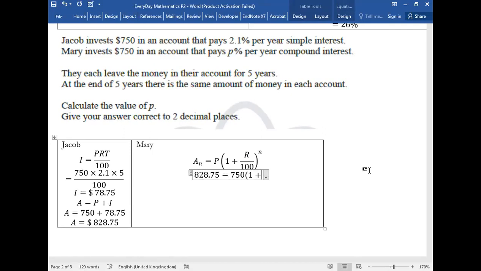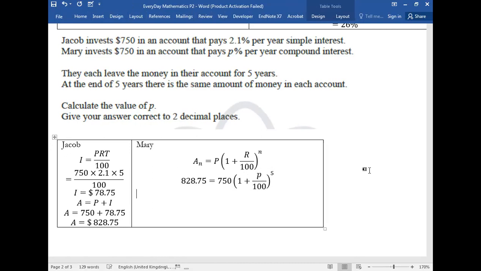What is the principal? 750. What is the rate? P. And how many years? 5. If you have not written this step down, you will not be able to stand further. Is this clear or not? This is just some very basic value plugging in that we have done. N was 5 years, amount after 5 years we know.